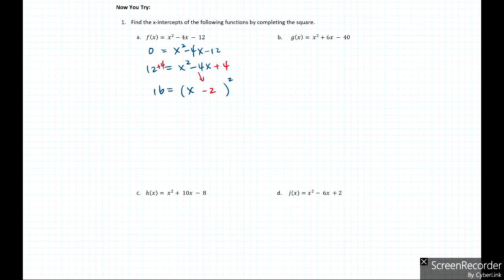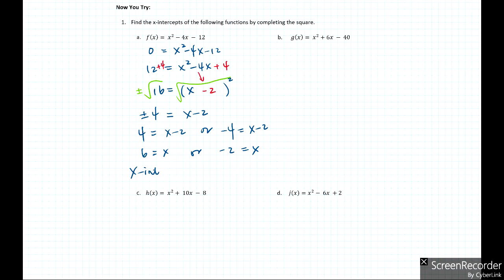Now we have a perfect square, and we can take the square root on both sides. Make sure you take both positive and negative of the answer, and we get plus or minus 4 is equal to x minus 2. Therefore, 4 is equal to x minus 2, or negative 4 is equal to x minus 2. Solving for x by adding 2 on both sides, we get 6 is equal to x, or negative 2 is equal to x. Therefore, our x-intercepts are (6, 0) and (negative 2, 0).